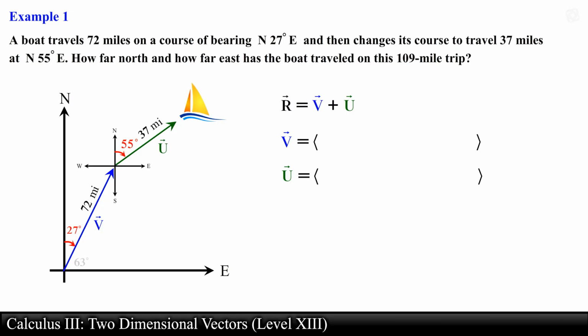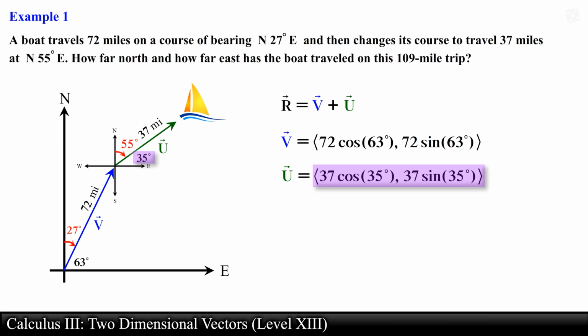Looking at the diagram, we see that we can use either the 27-degree angle or 63-degree angle to find the components of vector v. And we can use either 55 degrees or 35 degrees to find the components of vector u. It really does not matter which angle you use as long as you apply the trigonometric ratios correctly. Using 63 degrees for vector v, we obtain the following expression for the components. And using 35 degrees for vector u, we obtain the following for the components.